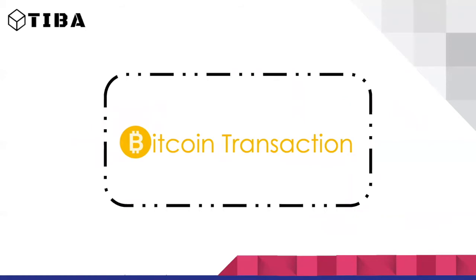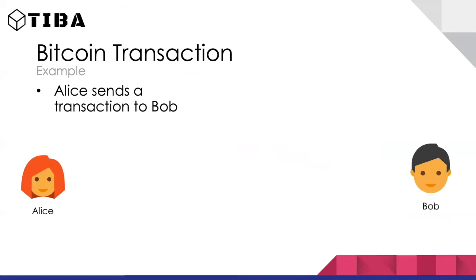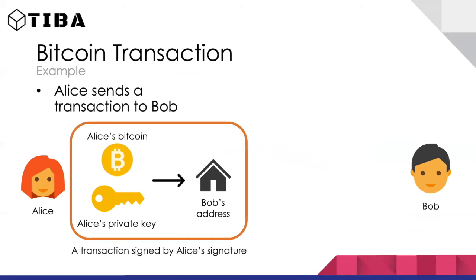Now the second part is a Bitcoin transaction. A quick example: let's say Alice wants to send a transaction to Bob. So here's Alice and Bob. Here's Alice's Bitcoin. Here's her private key, and she wants to send some Bitcoin to Bob, and she does so by sending it to Bob's address. Now she puts that information into a transaction, signs that transaction using her digital signature, and then sends that information to the blockchain.